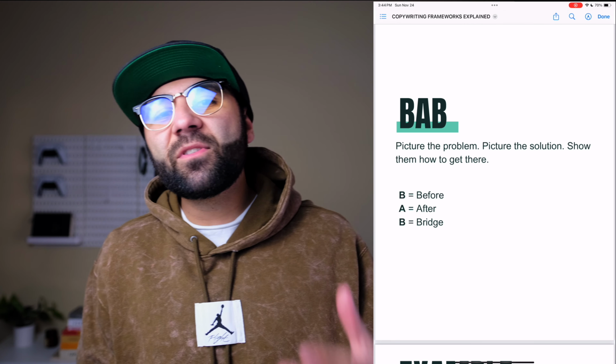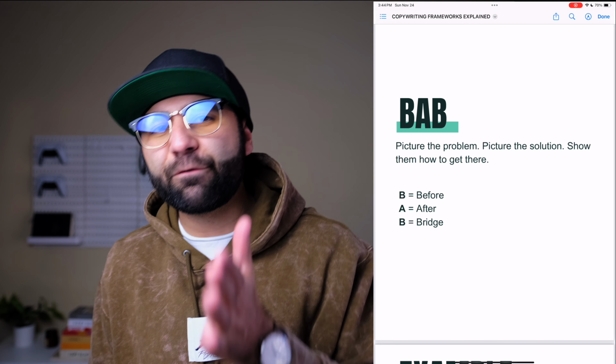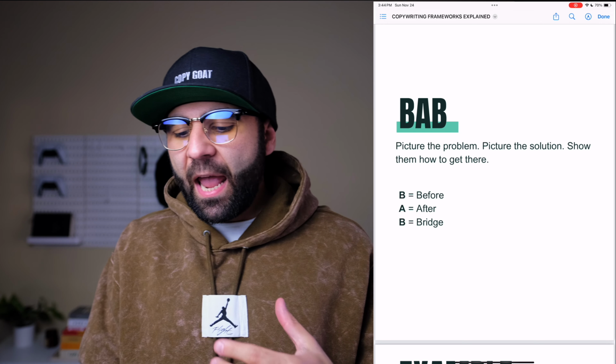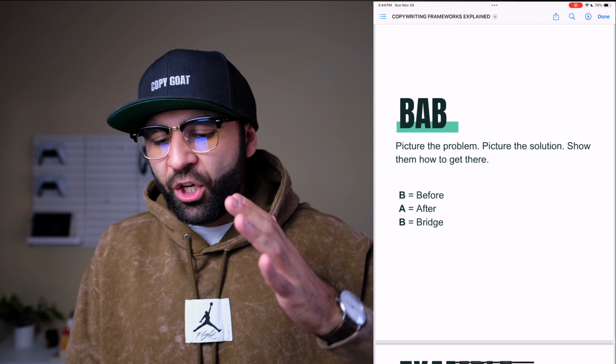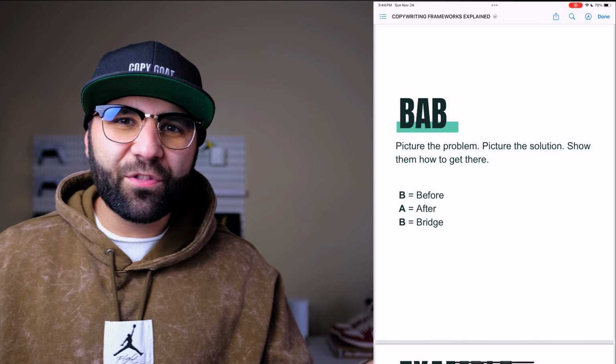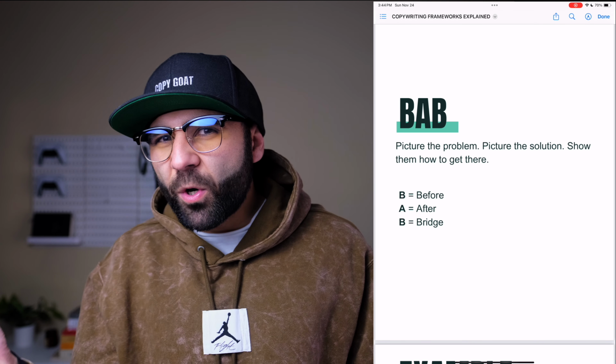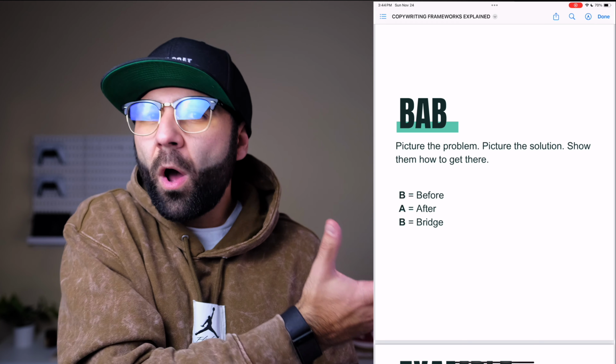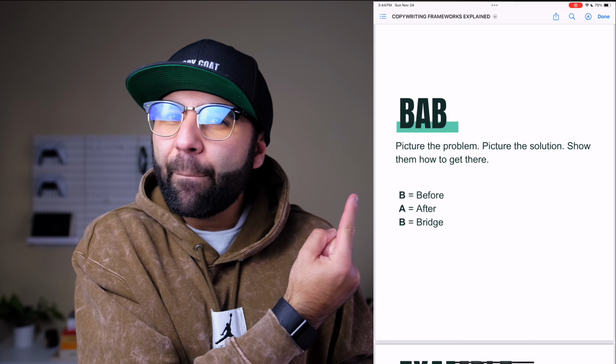All right, BAB stands for before, after, bridge. That's BAB. And what you do with BAB is you picture the problem, you picture the solution, and then you show them how to get there. So it's kind of like, hey, here's where you are today. Here's where you want to be. Here's the map to get there.